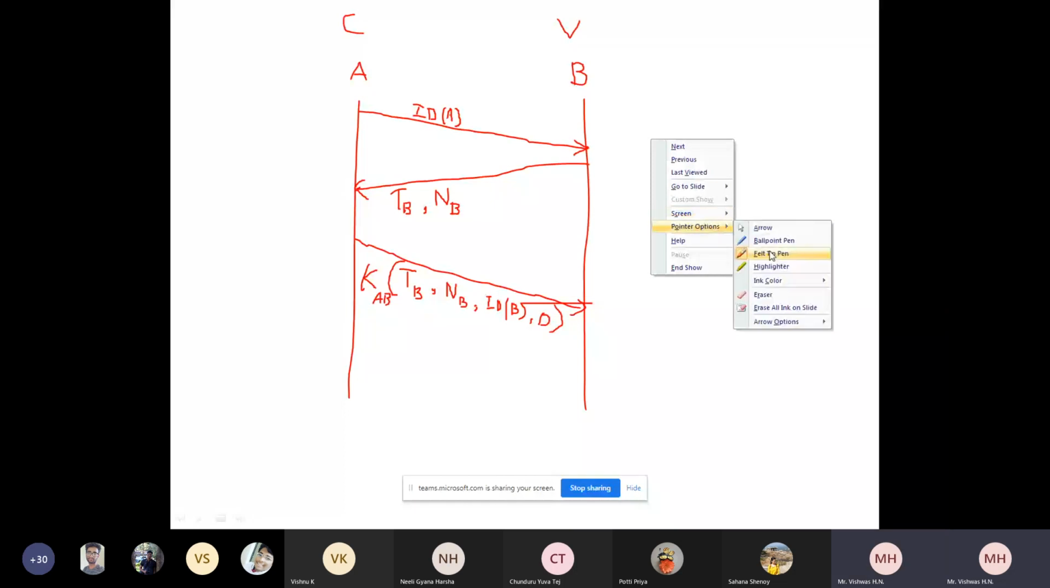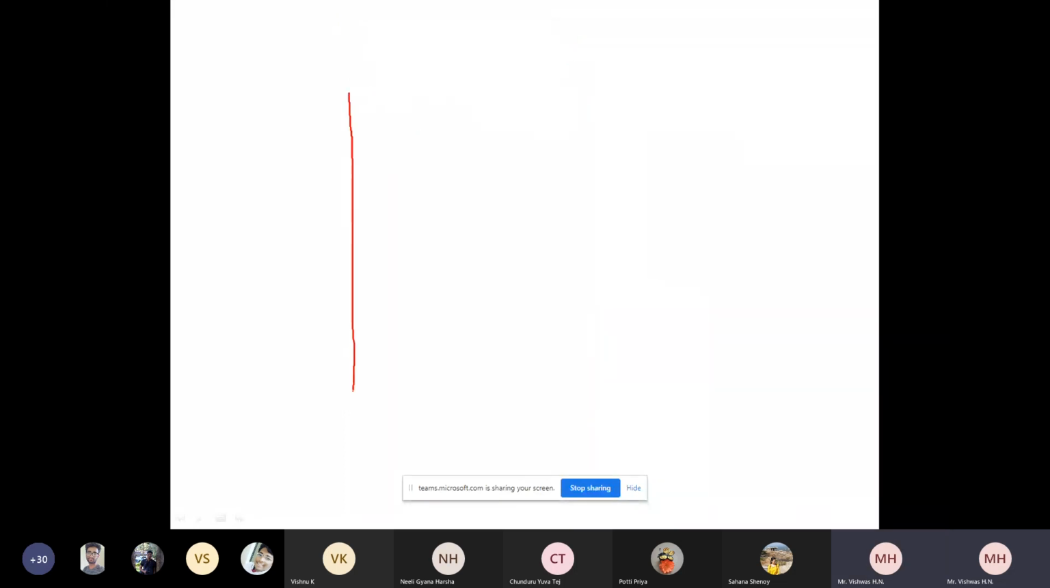Okay, so next we are going to the other one, that is authentication based on symmetric key with a trusted third party. We had seen now without a trusted party. Now we are going to see with a trusted third party.